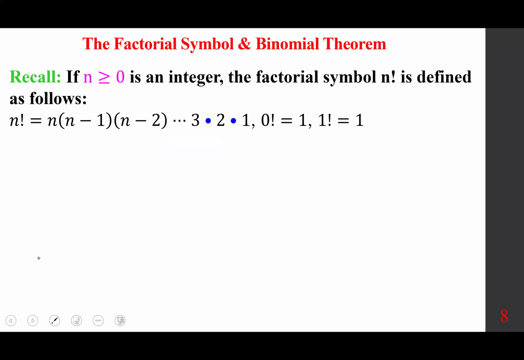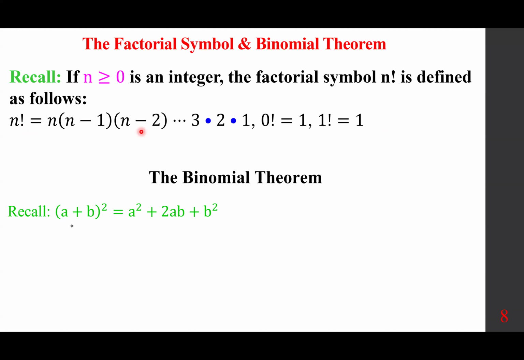Okay, the factorial symbol and binomial theorem. Recall when n is an integer larger than or equal to 0, the factorial symbol n factorial means you start from n and you go all the way to 1, you multiply. According to the binomial theorem, we already know (a plus b) squared is a squared plus 2ab plus b squared. You may recall (a plus b) cubed is a cubed plus 3a squared b plus 3ab squared plus b cubed. That follows the binomial theorem.